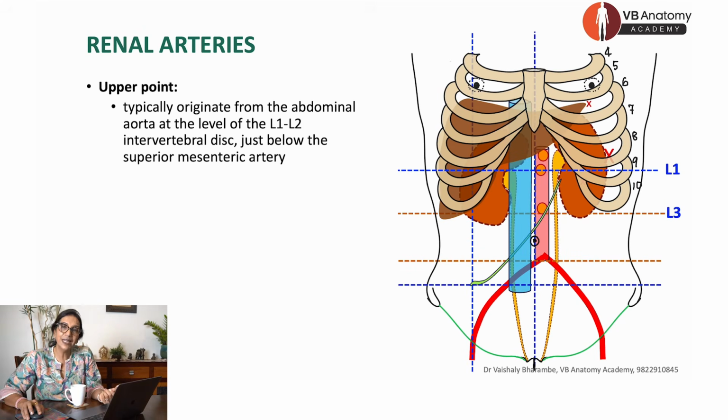We still have to add the renal arteries to it. I have an aorta already. So it's going to be very easy for me to draw the renal arteries, typically originating from abdominal aorta at the level of L1, L2 intervertebral disc, just below the superior mesenteric artery. See, I'm drawing the artery. See the position of the artery. It's very posteriorly placed on the right side as well as on the left side. Remember, right artery is slightly lower down than the left artery. These are my right and left renal arteries.